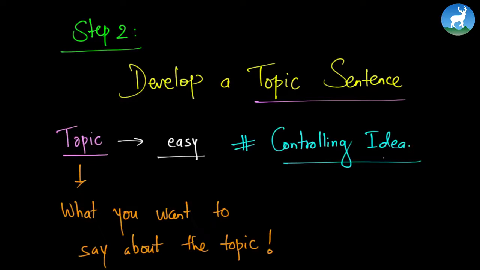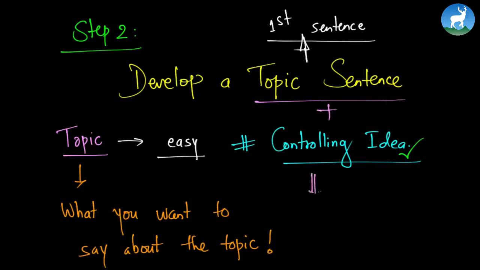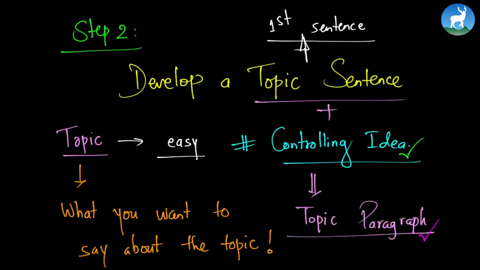So strong paragraphs are typically about one main topic or one main idea, which is often explicitly stated in a topic sentence. A good topic sentence would always contain both a topic and a controlling idea. So what is a topic sentence? It is the first sentence of your paragraph. After the topic sentence, something comes which is called the controlling idea or the controlling sentence. And if we add topic sentence and controlling idea, what we get is a topic paragraph. Correct? It's pretty easy if you ask me.